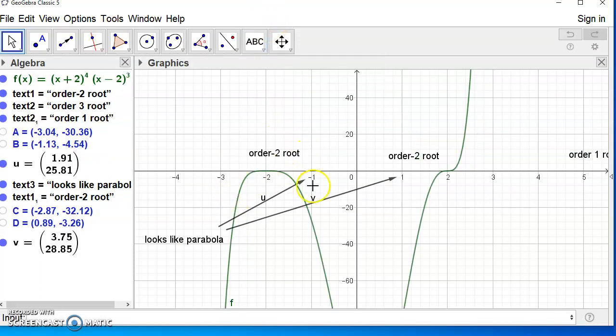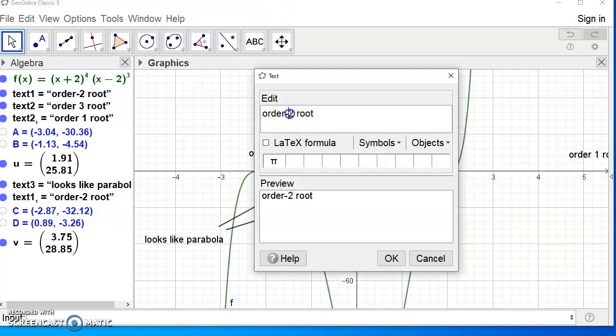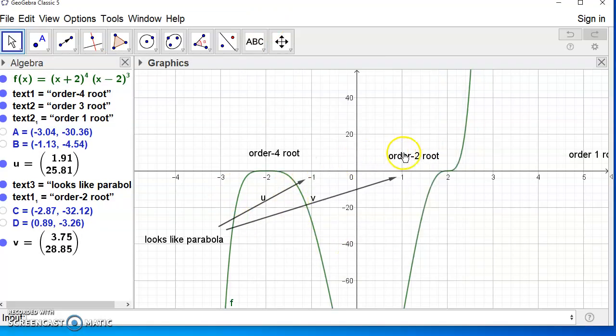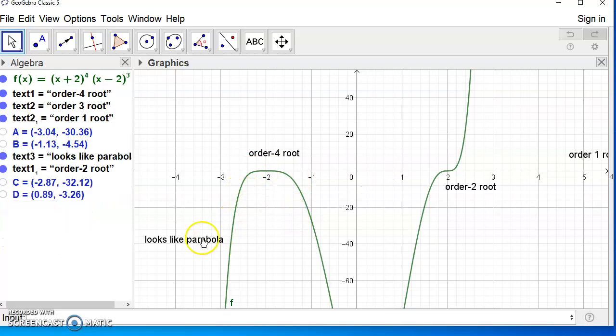If we look at this one, this is now an order 4 root. And if you look at it, it looks a lot like a quartic. It's quite flat, but it does turn around. That's what the quartic did.